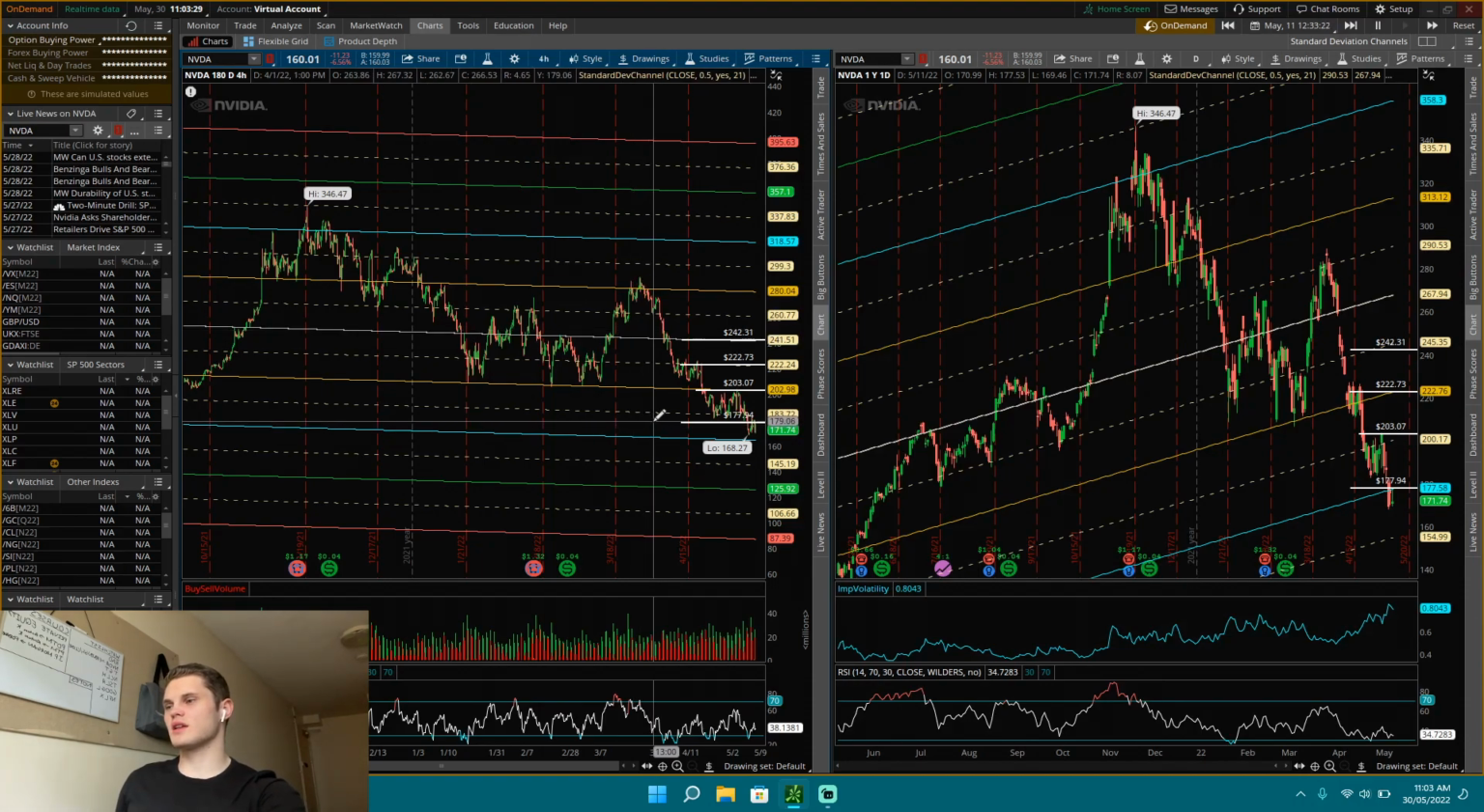So seeing this set up, we'd be looking to get long at 177, and then we'd be looking for around a 30% to 35% upside to around $235, $240.